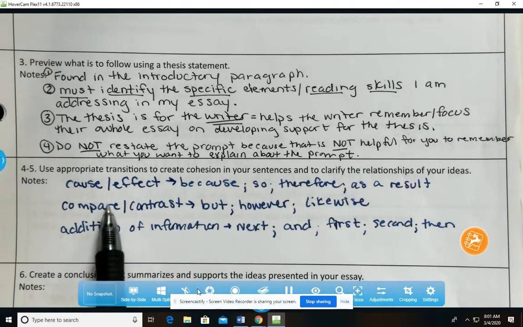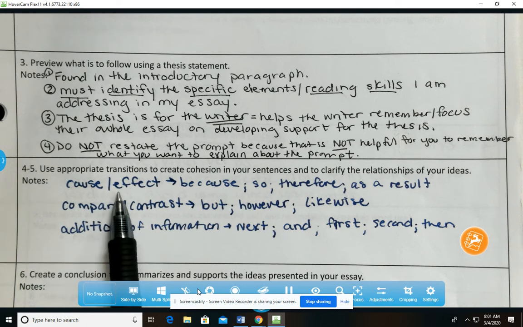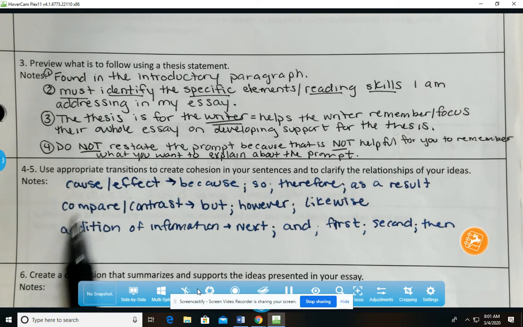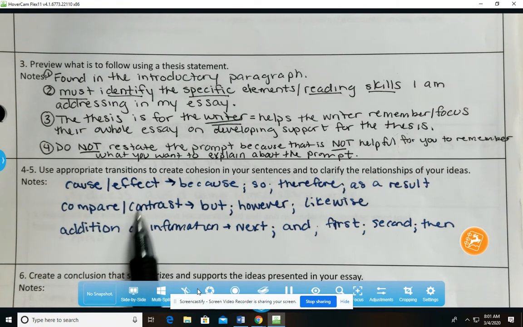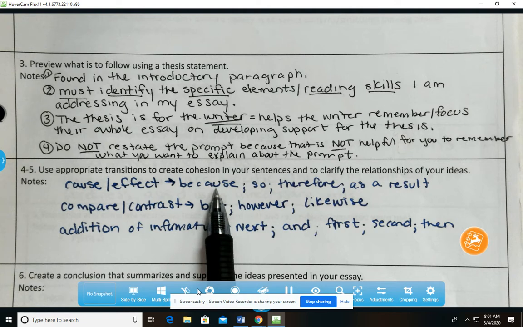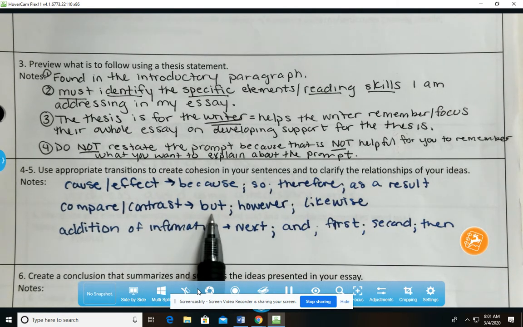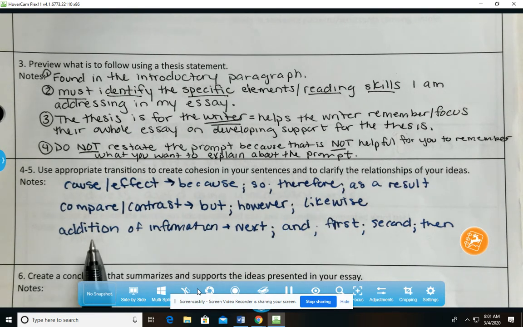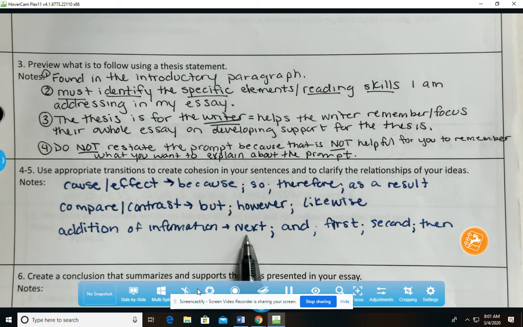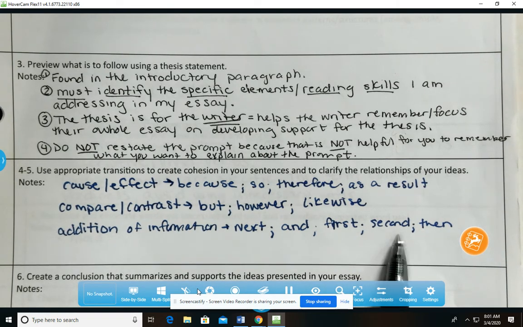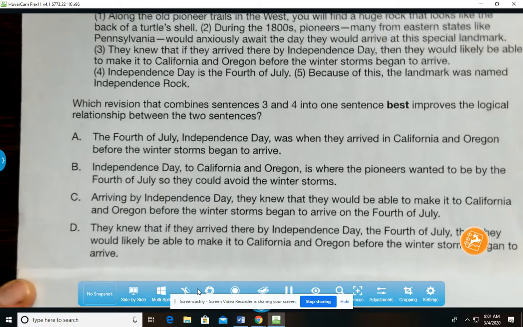There's a lot of different relationships that carry over between not only sentences but also paragraphs. For the relationships we're making as we join sentences together, we want to make sure we're using the proper transition words. Cause and effect transition words include because, so, therefore, and as a result. Compare, contrast transition words include words like but, however, and likewise. And then if you're adding information or showing chronological order, we might use transitions such as next and first, second, and then.